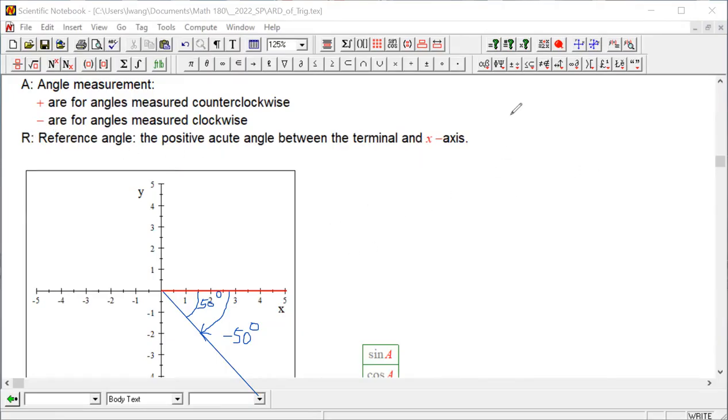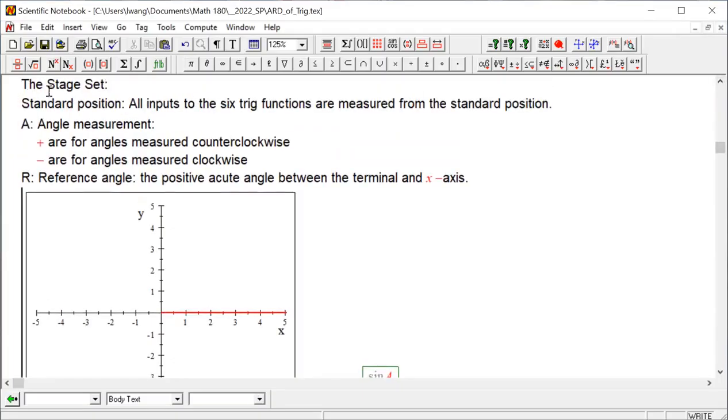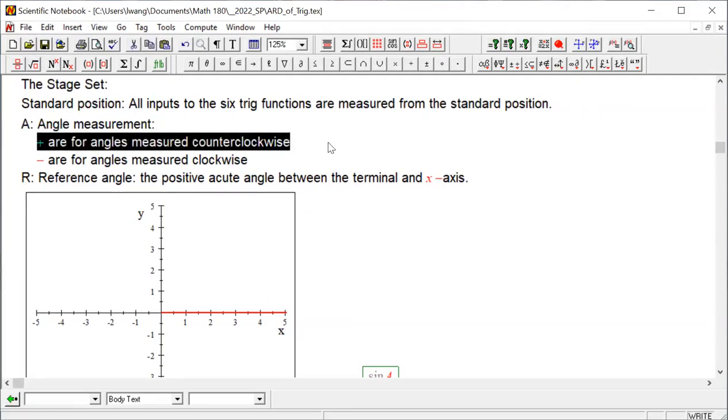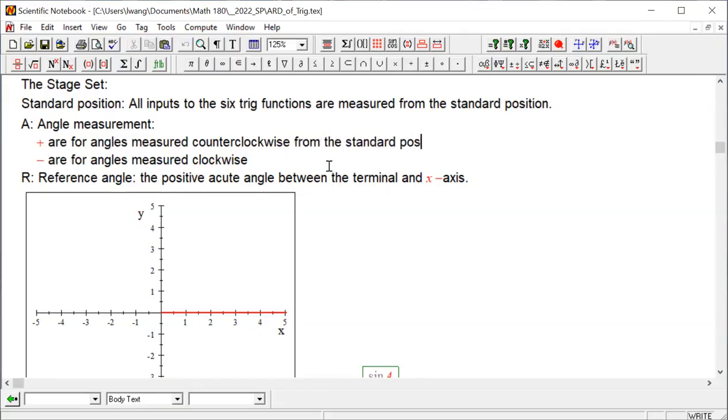Next, we're ready to introduce our definition. So be sure you get the stage set. Let's repeat the stage set. Number one, standard position. Number two, angle measurement. Positive angles are measured counterclockwise from the standard position, and negative angles are measured clockwise from the standard position. We know what the standard position is.